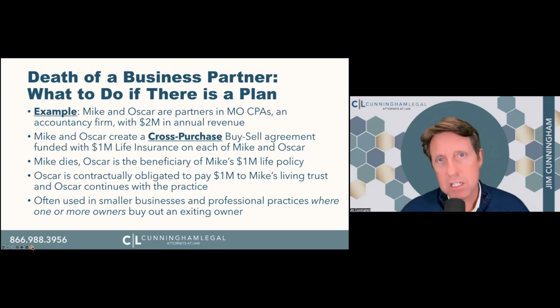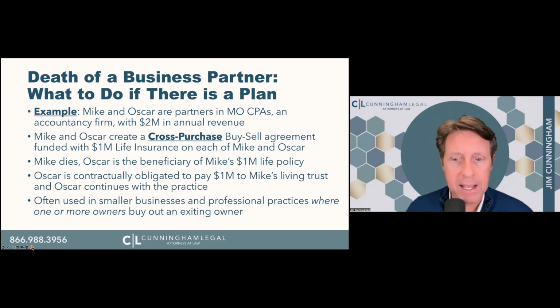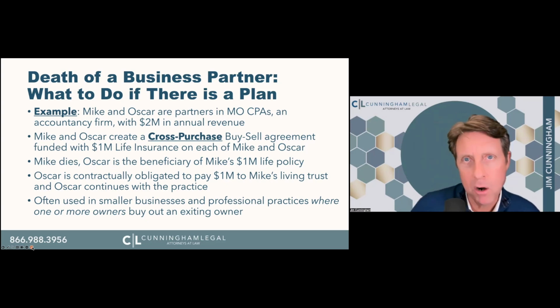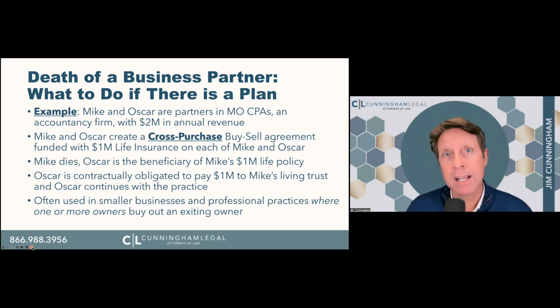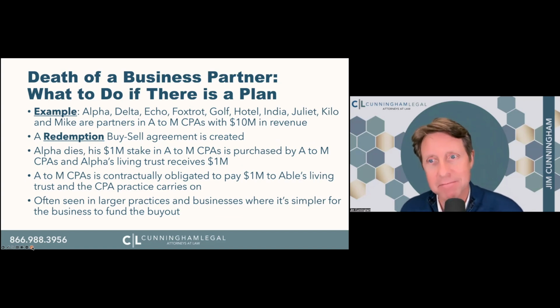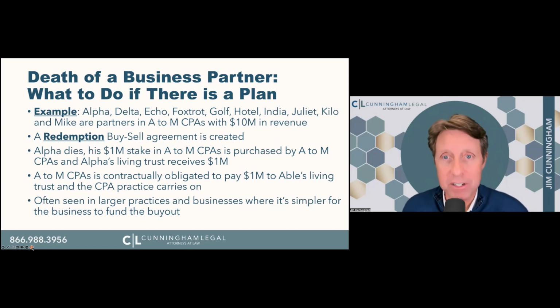So this is often used in smaller businesses and professional practices where one or more owners are buying out an exiting owner. And again, this is the partner buying out another partner, not the partnership buying out the exiting owner's interest. So another example: Alpha, Bravo, Charlie, Delta, Echo, Foxtrot, Golf, Hotel, India, Juliet, Kilo and Mike are partners in A to M CPAs with $10 million in revenue. So 10 million, 10 partners.